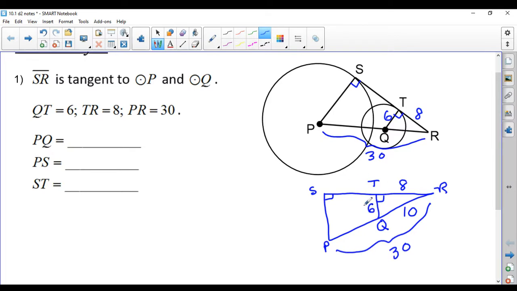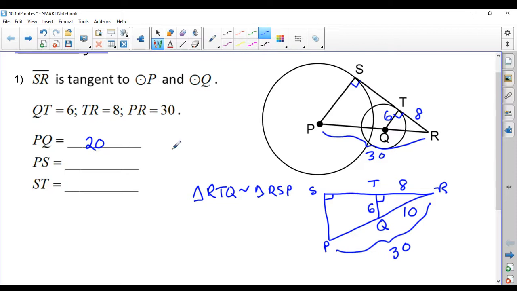But this is a diagram we saw a lot in the similar triangles chapter, where you have a triangle with a line that's parallel to one side. These two lines have to be parallel because they're both perpendicular to SR. So if these are parallel, we know that this top triangle, RTQ, is similar to the big triangle, RSP, which means the corresponding sides are in proportion. If we look at the sides, we want to find PQ. So that was 30 minus 10 is 20.